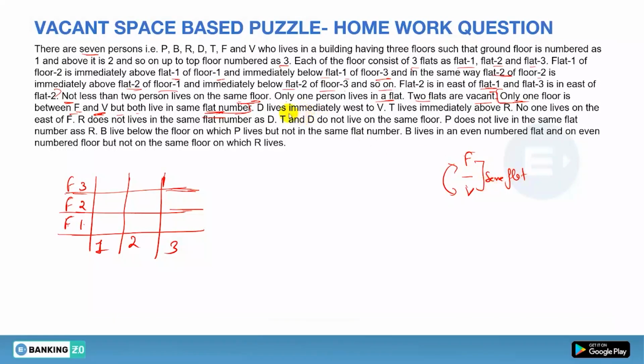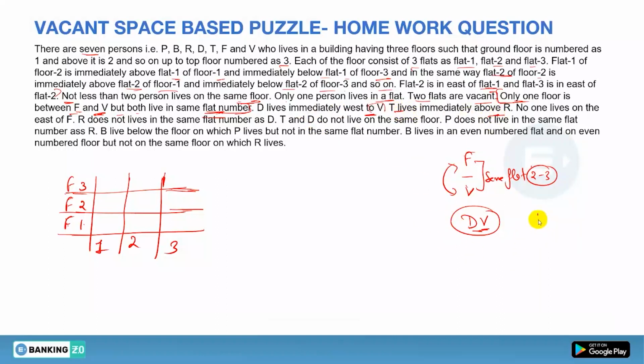Done. Now D lives immediately west of V. Now what we have, that D should be immediately west, means D and V are on the same floor and they are on consecutive flats, that is either 1 or 2 or 2 or 3. Now it is obvious that for V first flat is not possible, because if V is on the first flat, D has to be immediate west. That is not possible. So now the flat number for F and V both can be either 2 or 3. Yes or no?